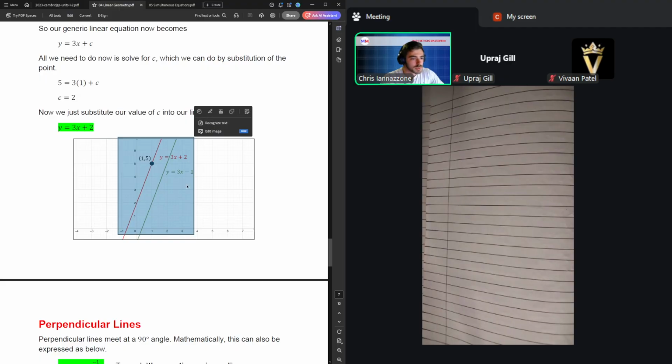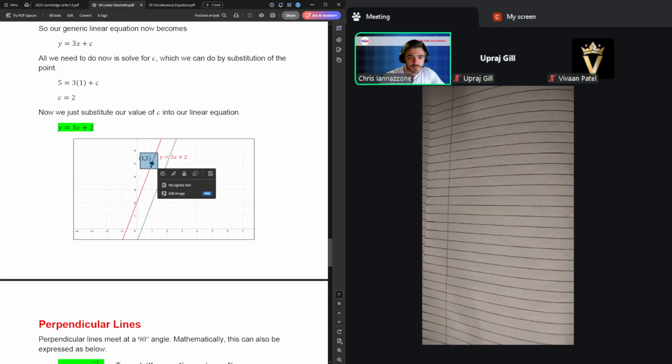So if we were to plot those one against the other, we have our original graph, and we have the red parallel graph that goes through the point that we were trying to make it go through. Anything to clarify there? Cool.